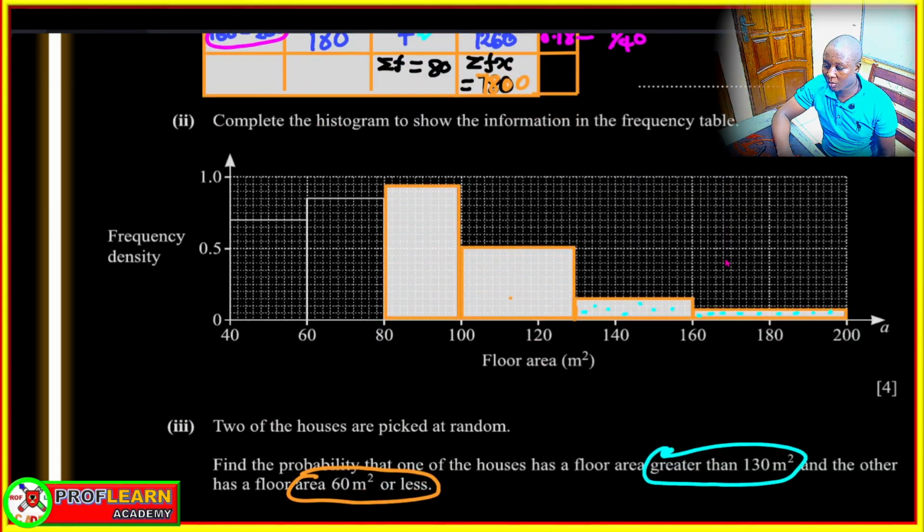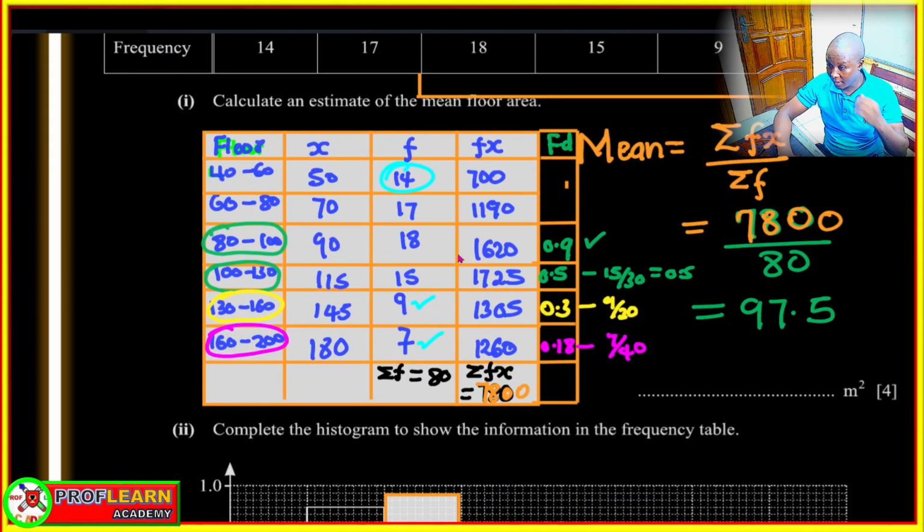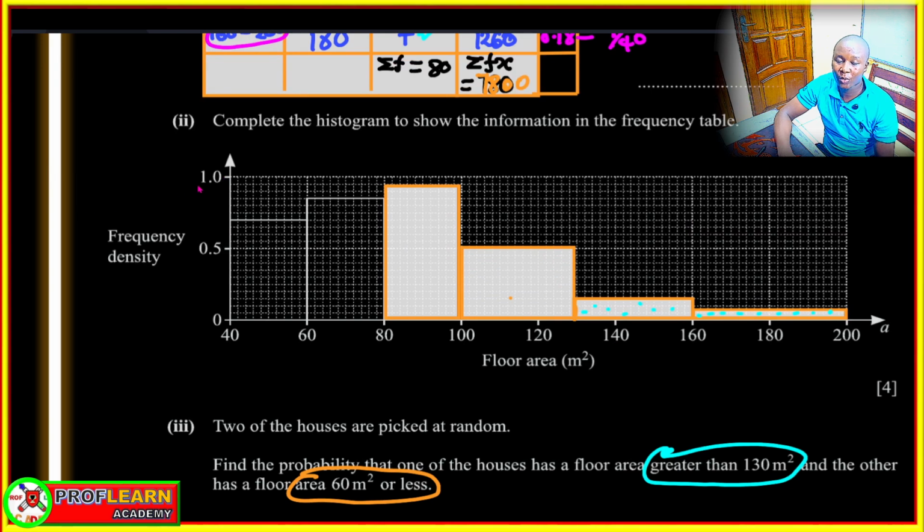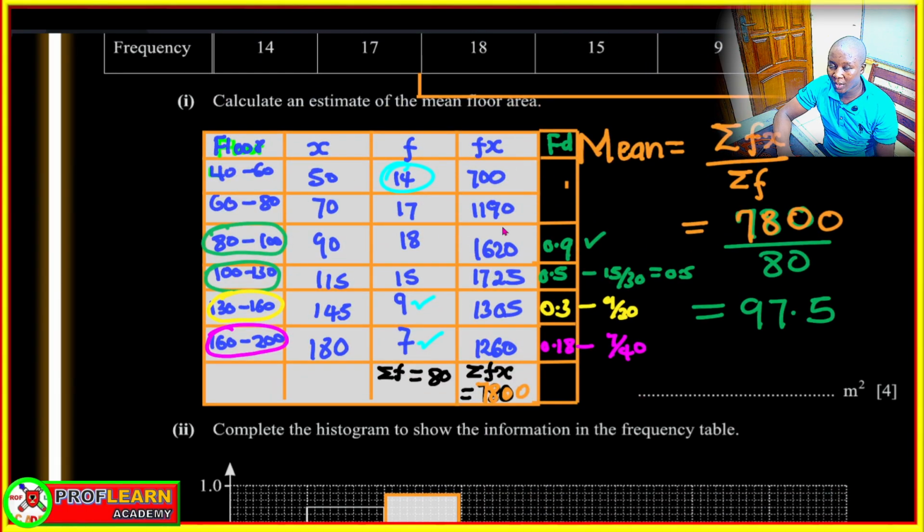Now, the next part that we are going to have here is trying to complete the histogram, because a question to do with histograms will also be tested. Something that you need to remember: for a histogram, we need to draw frequency density on the y-axis and class size on the x-axis. Frequency density is usually frequency divided by the class size. So at this point, class size is going to be 20 and frequency was 18. So 18 divided by 20, we are going to get 0.9.